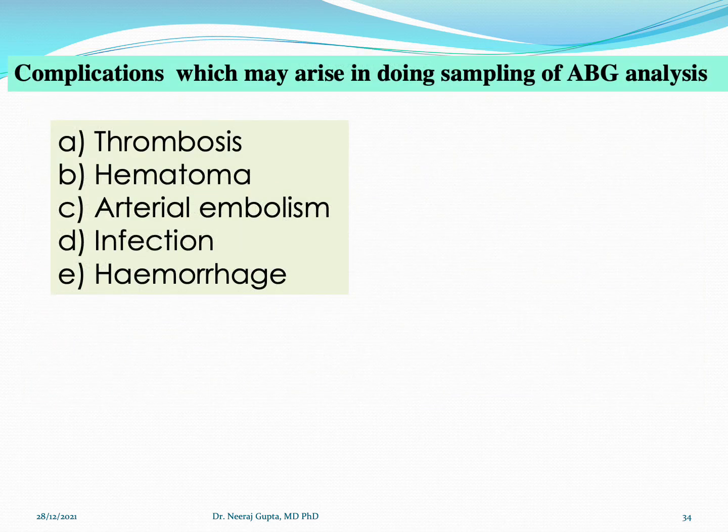Some of the complications which may arise during sampling of ABG are thrombosis, hematoma, arterial embolism, infection, and hemorrhage.